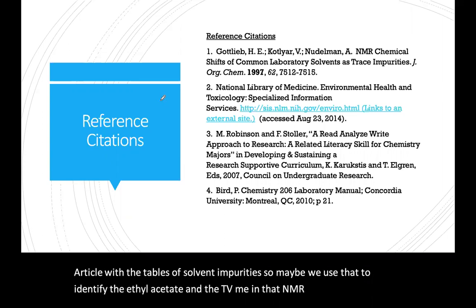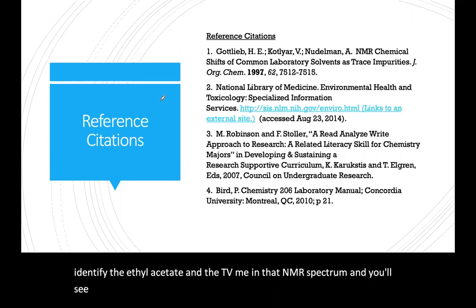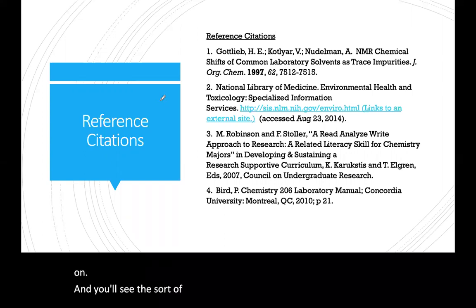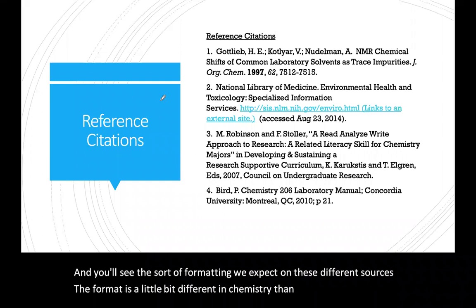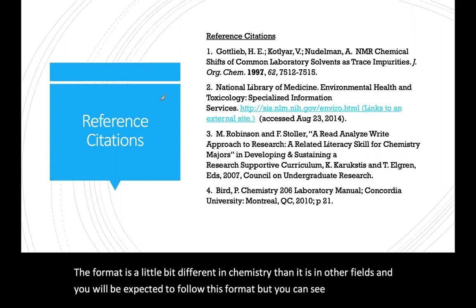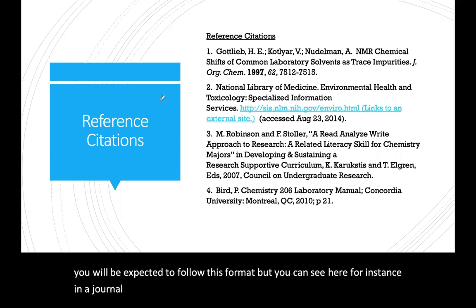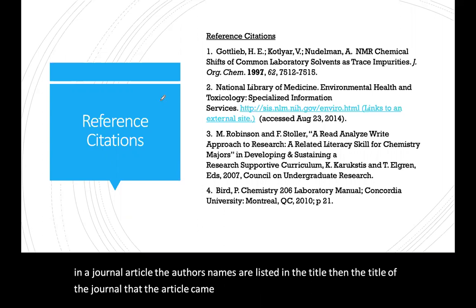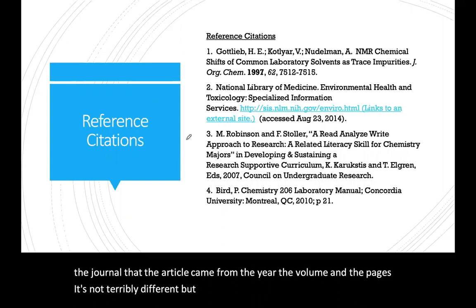Okay, and you'll see there are different types of resources here: websites, textbooks, and so on. You'll see the sort of formatting we expect on these different sources. The format's a little bit different in chemistry than it is in other fields, and you'll be expected to follow it. You can see here, for instance, in a journal article, the authors' names are listed, then the title of the journal that the article came from, the year, the volume, and the pages. It's not terribly different, but just different enough that you want to pay attention to it.